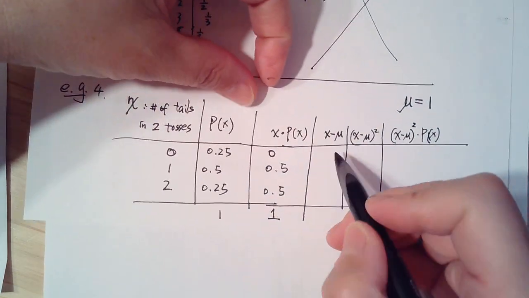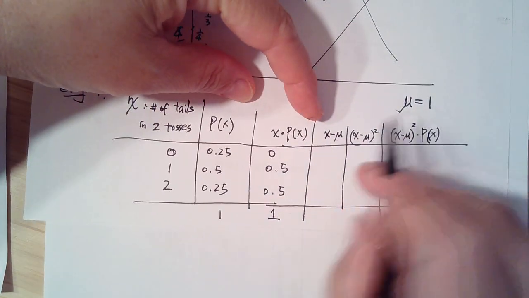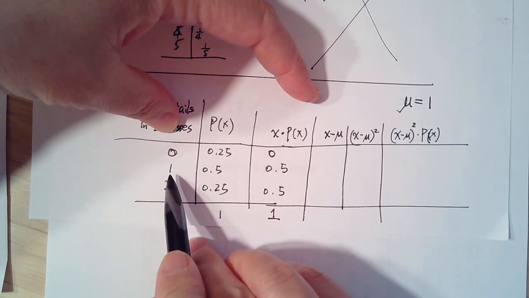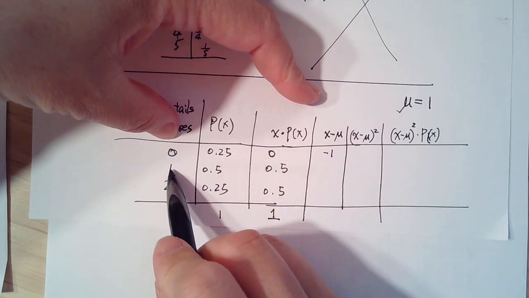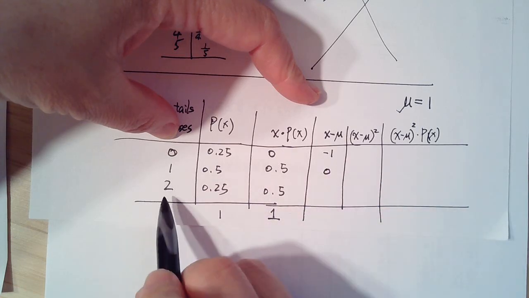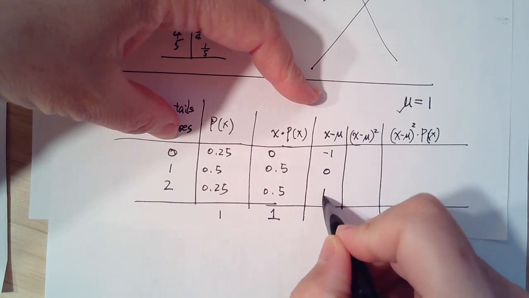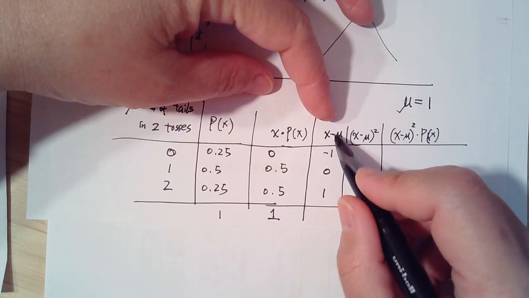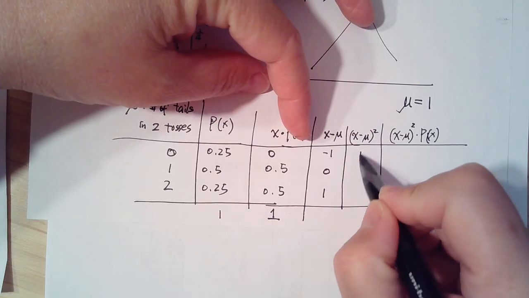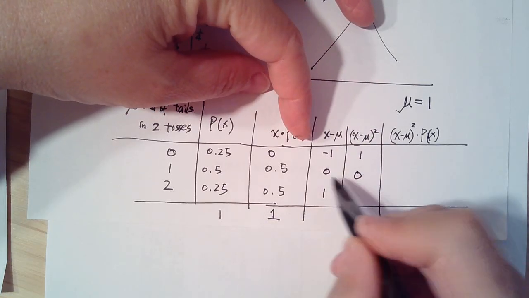Mu is 1. X has 3 numbers. So this number minus 1, I get a negative 1. And 1 minus 1, I get a 0. And then 2 minus 1, I have 1. And then I will square this column. This column is this guy squared. So negative 1 squared, I get a 1. 0 squared is 0. And 1 squared is 1.